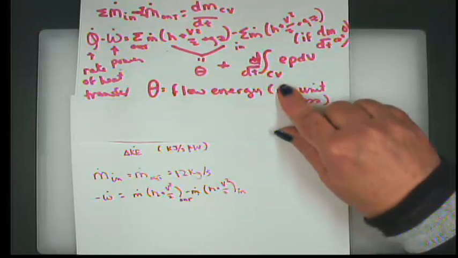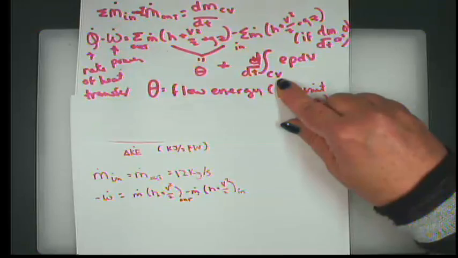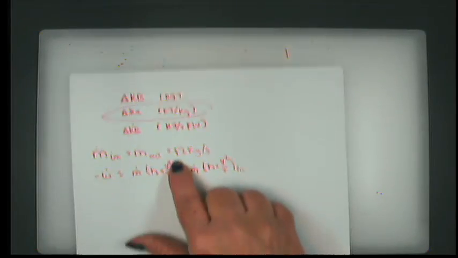And then if we have anything going on, any rate of change of energy within the control volume with respect to time, that would go here. But we don't, do we? All right. So here are our two working equations, one of which is really trivial.